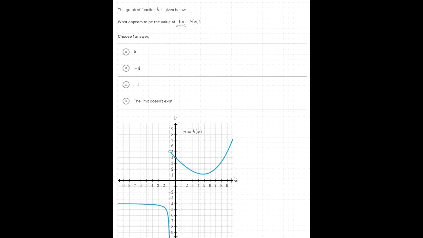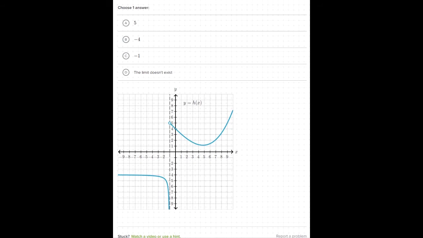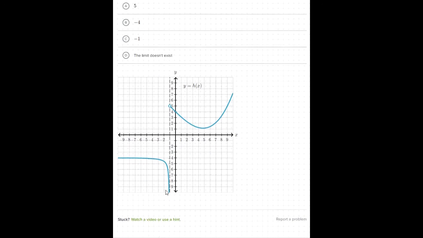For the next problem, the graph of function h is given below. What appears to be the value of the limit of h of x as x approaches -1 from the left? Again, it might be faint on your screen. How do we know that this is from the left? Well, if you see here, x approaches -1, and there's a minus sign, from values less than -1. So from the left. And the answers here are 5, -4, -1, or the limit doesn't exist.